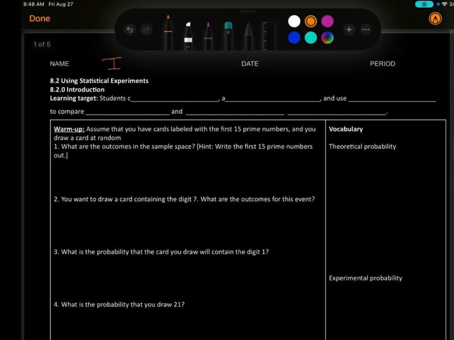Hey guys, Mr. Ing here. Just want to let you guys know that I love math. Well anyways, in 8.2 we're using statistical experiments.